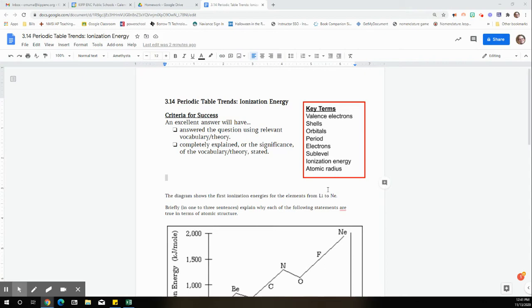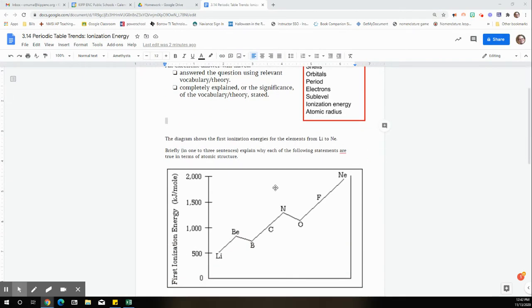So it's a reminder. The other part then is that you explained the term or the significance of the vocabulary or the theory that's stated. Like, you don't just say orbitals and that's it. You explain why orbitals would be important to answering the question, okay? So you're using this graph, which is pretty familiar from our lesson today. If you are like, dang, I didn't see that, go back and look at your lesson and in the videos, because I definitely talked about this graph very specifically, and that's why I have it on your homework too.